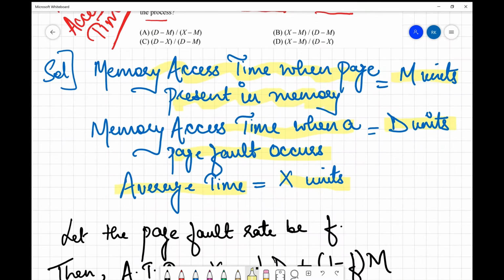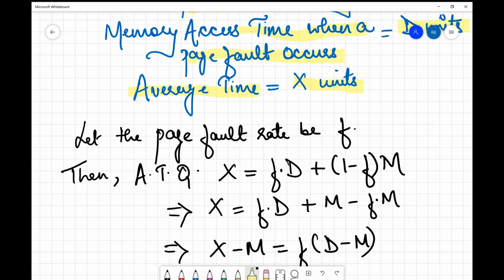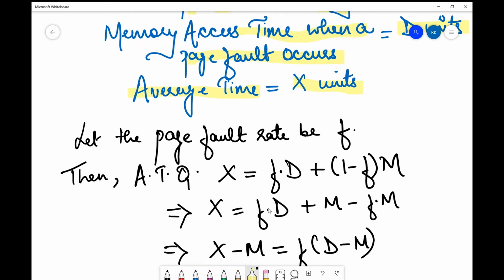Then, for what is not given, this is a very simple process that we used to apply when solving basic elementary class unitary method questions generally. Just assume what is not given, taking an abstract notation, and then find that value. So that is what I've used again. Let the page fault rate be F over here. So I assume the page fault rate to be F.